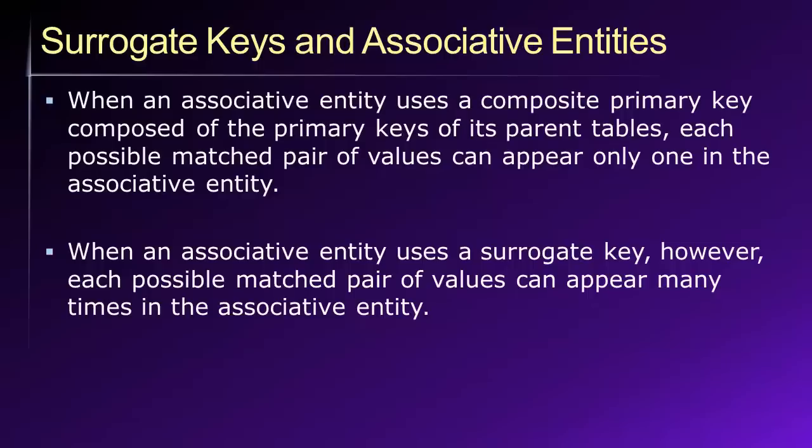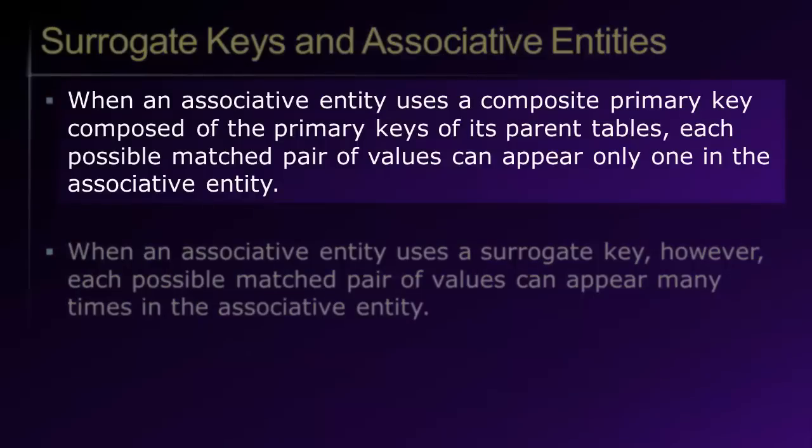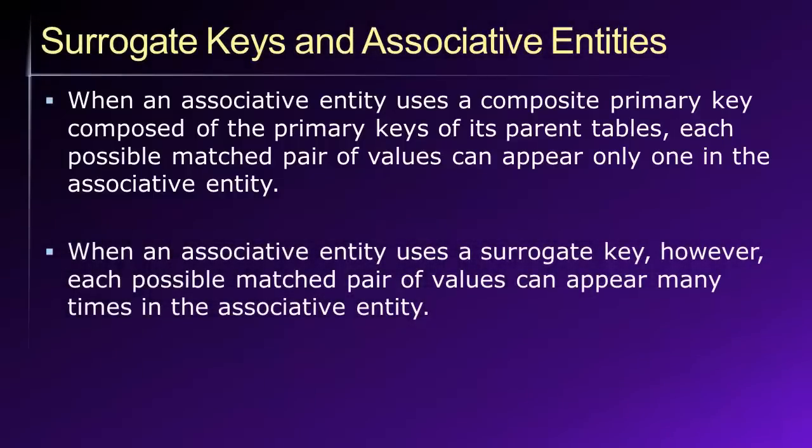Next, as promised, I would like to talk briefly about the implications of using a surrogate key in conjunction with an associative entity. When an associative entity uses a composite primary key that is made up of the primary keys of the parent tables to which it is attached, then each possible pair of matched values that appear within the associative entity can appear a maximum of one time.